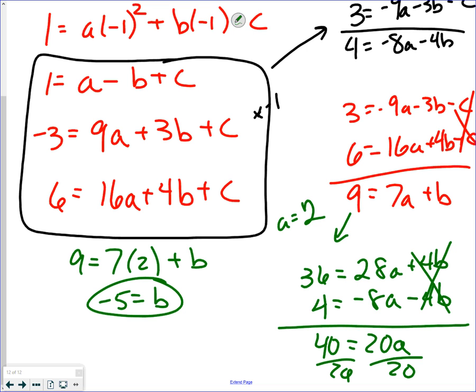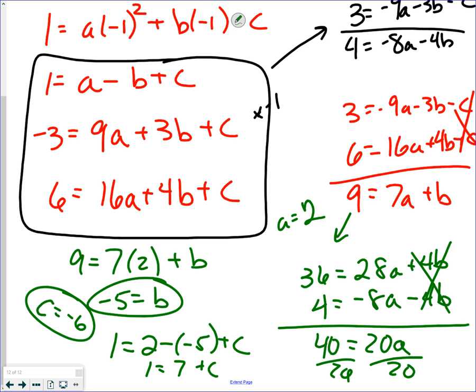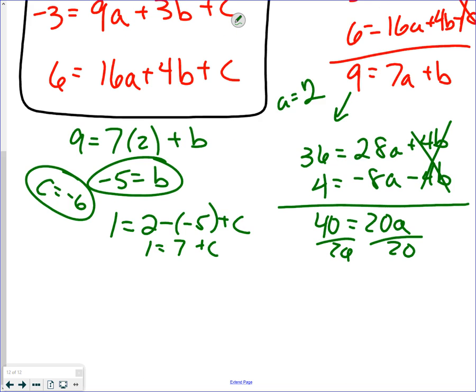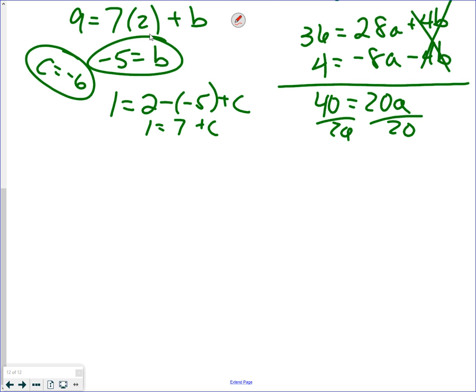And now I go back into any of the equations and try to find c. So if I go back, let's say to the top one, 1 equals a minus b plus c. So I get 1 equals 7 plus c. c would equal negative 6. So now I've hit the finish line. Now I just need to write out my equation. I got y equals ax squared plus bx plus c.